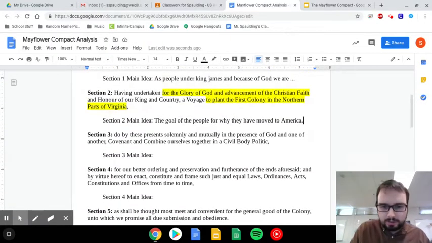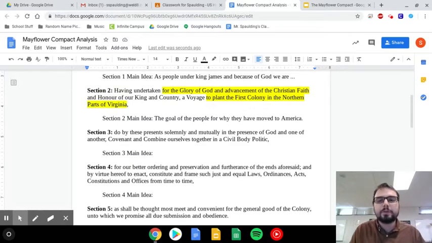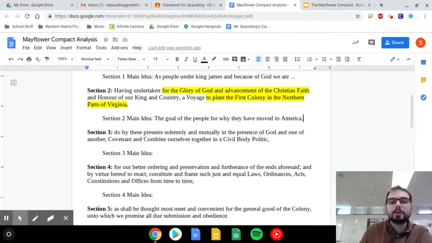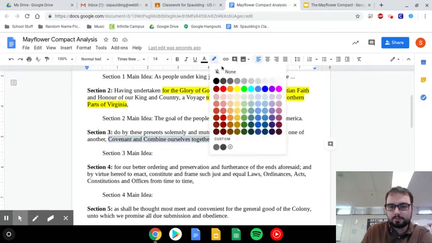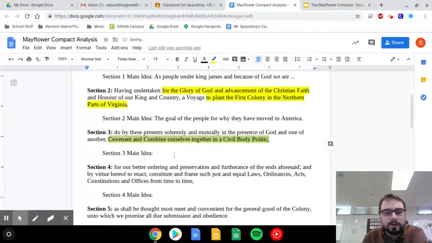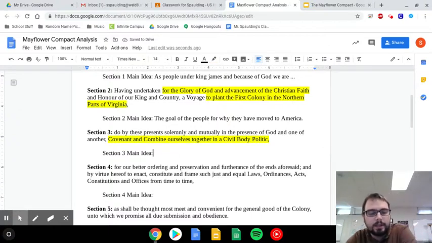So continuing on, we'll back up real quick. So plant the first colony in the northern parts of Virginia. Do by these presents solemnly and mutually in the presence of God and one another, covenant and combine ourselves together in a civil body politic. I'm going to go ahead and highlight the important part here. Okay, they say covenant and combine ourselves together in a civil body politic.